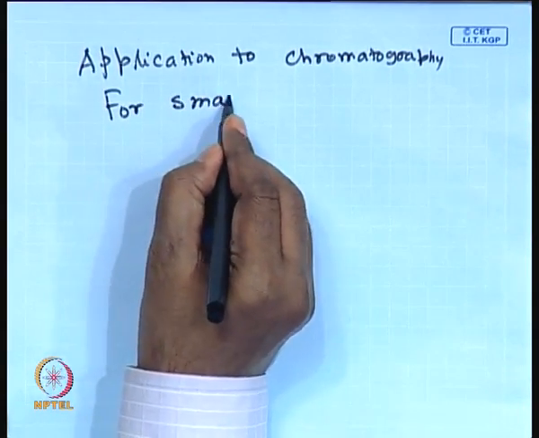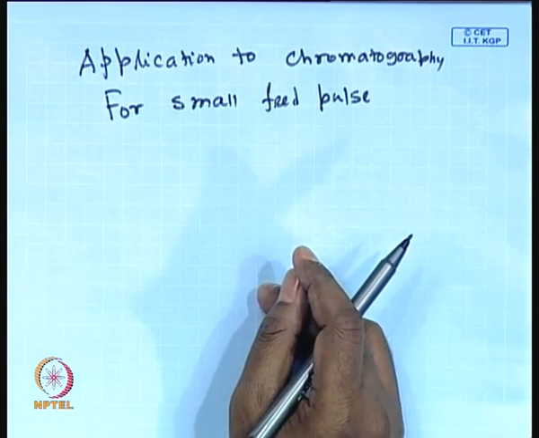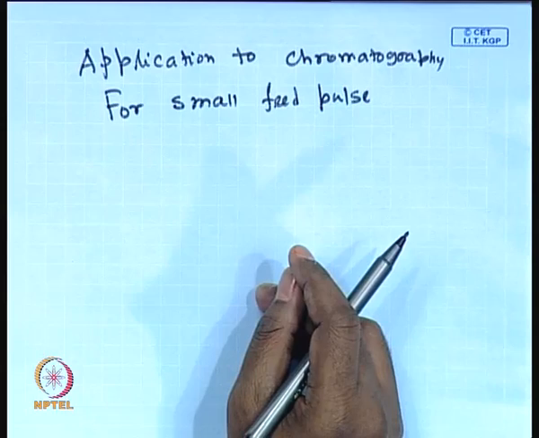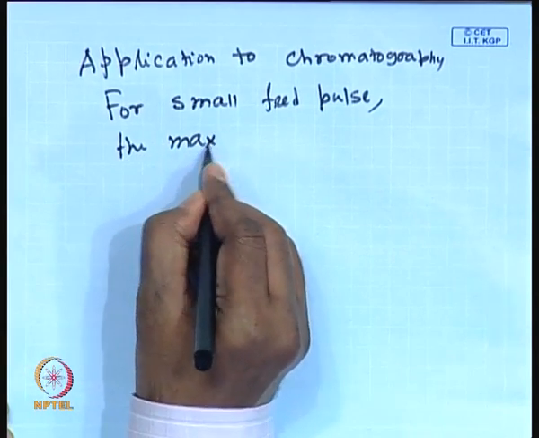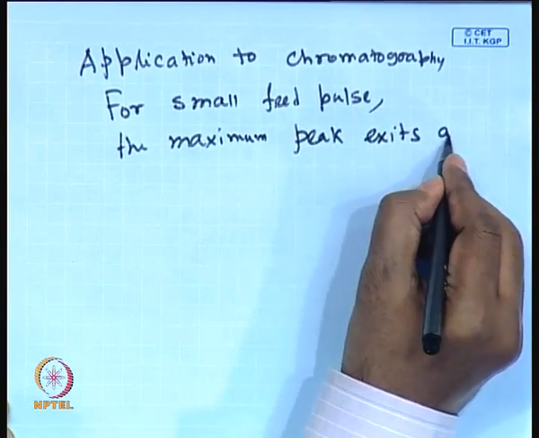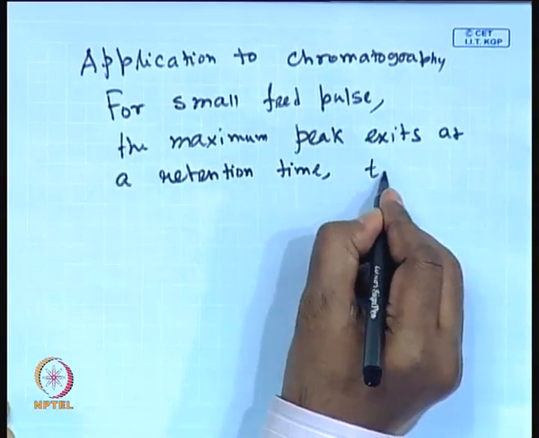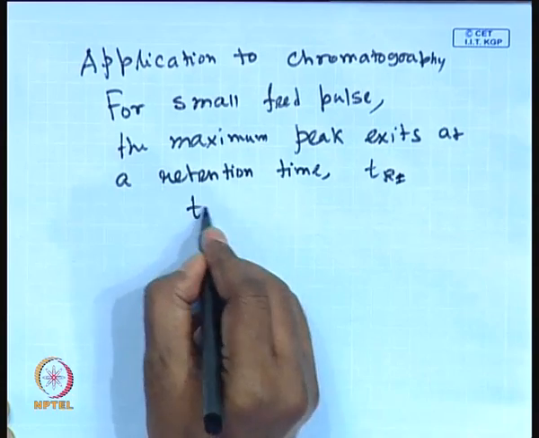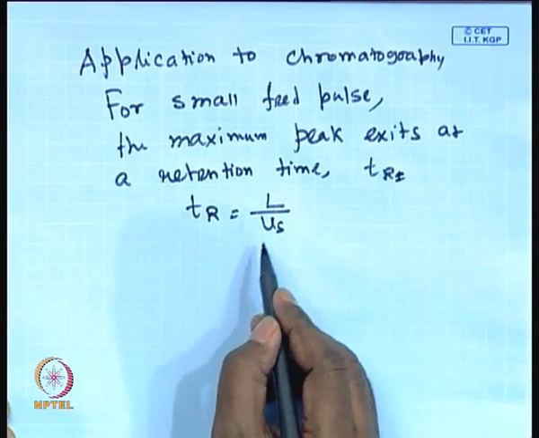For small feed pulse, what do you mean by small feed pulse? It means that I inject the feed over some microseconds, let's say 5 seconds. Okay. So, if the feed pulse duration is small, it is called small feed pulse. The peak maximum exits at a retention time TR, and this TR is nothing but L by US, right. That is, the retention time is the length of the column divided by the solute velocity.